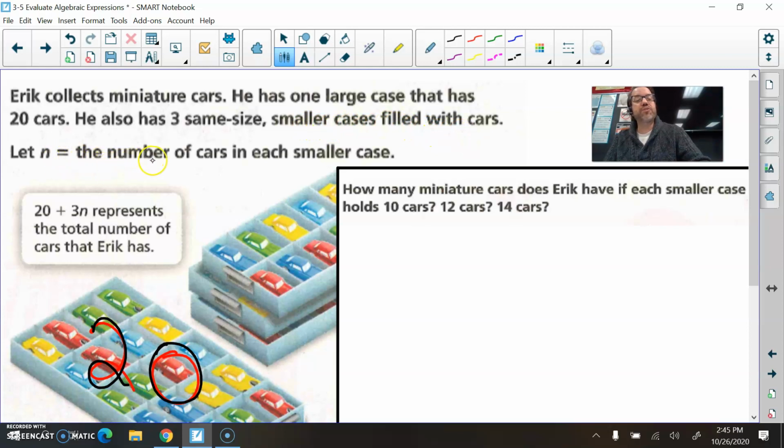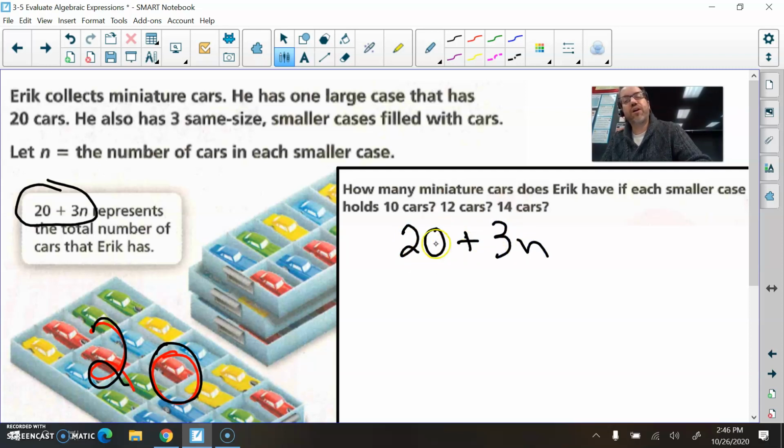Let n equal the number of cars in each of the smaller cases. And so we have an expression that we can write to represent the total number of cars that Eric has, 20 plus 3n. He has 20 cars in the big case. He has a certain number n of cars in the smaller cases, times 3 because there are 3 of those cases.